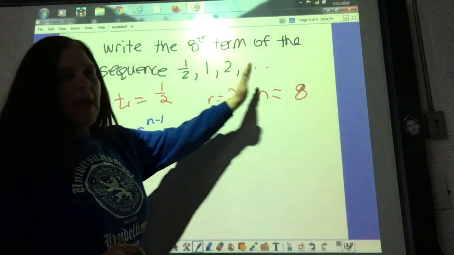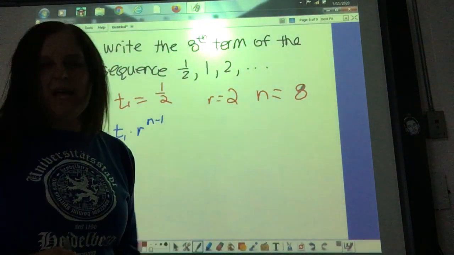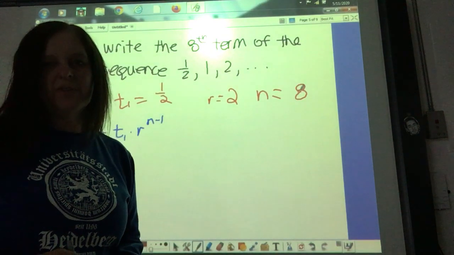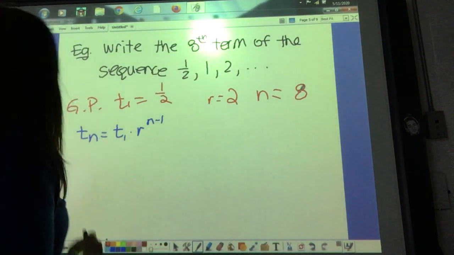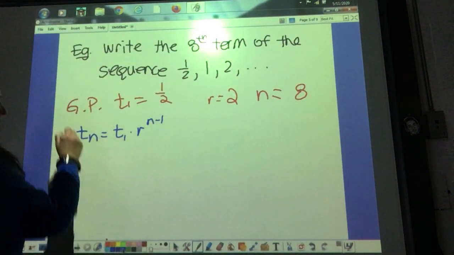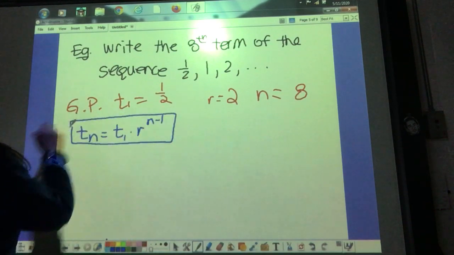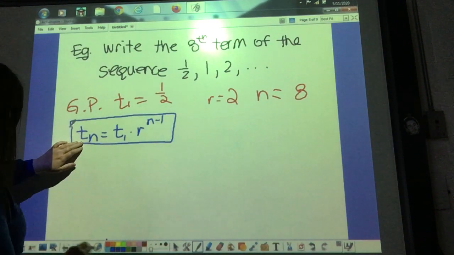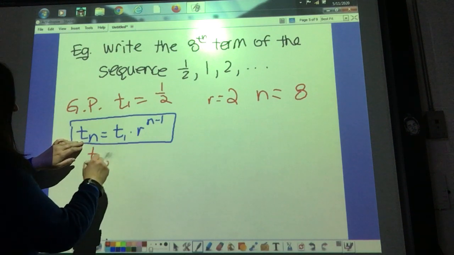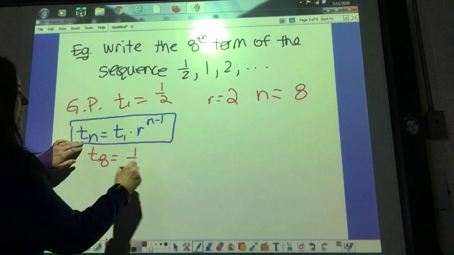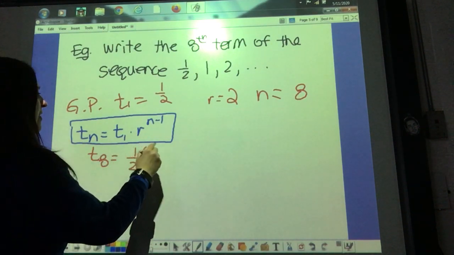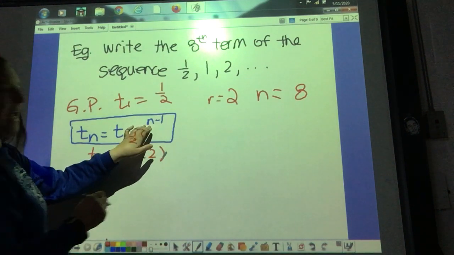Again, I know we can expand the pattern and see it, but the goal is to do it algebraically using the formulas off of your salmon-colored formula sheet. Okay, and then we've got our new formula that we are using today, the general term for a geometric sequence. So we are looking for the 8th term. So n is 8, my T1 is 1/2, my r value is 2, and n is 8, so 8 minus 1 is 7.